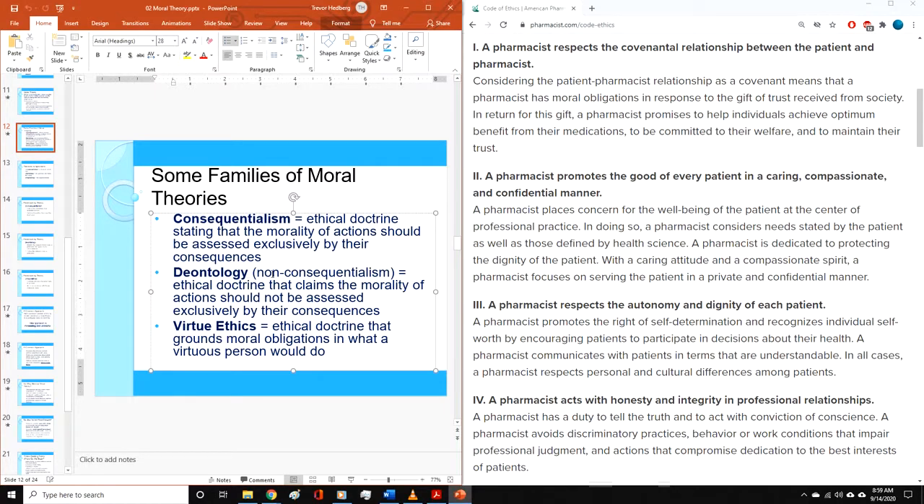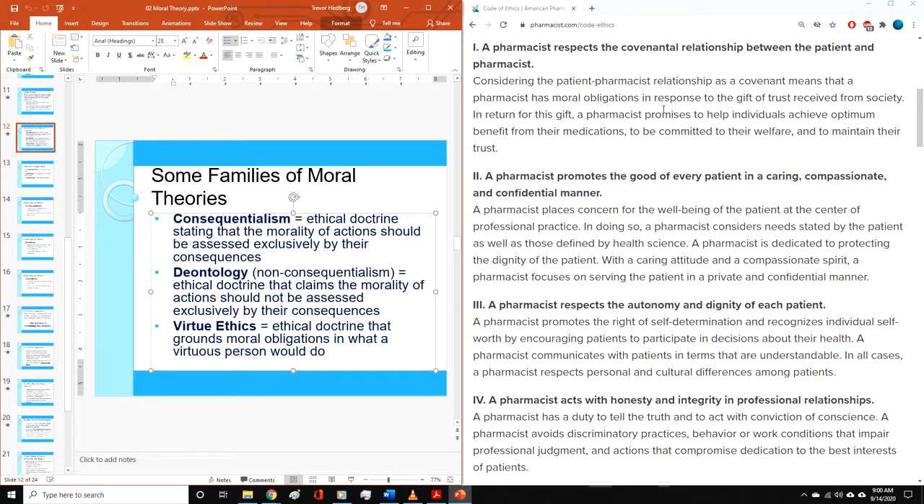It's not conditional on promoting good outcomes. It's just you're a professional pharmacist. You've got to maintain this relationship no matter what, right? Even in situations where you think it might be better for the patient for some reason to violate that level of trust.